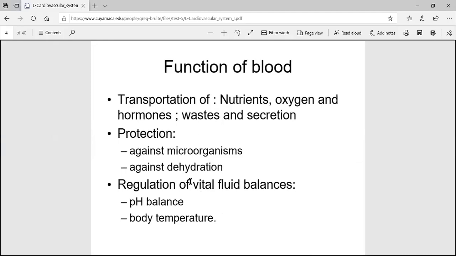So the function of the blood is, like I said, transport. It's also protection against microorganisms; you've got your white blood cells and your immune system components in there. Also, it keeps you from getting dehydrated. It regulates vital fluid balances, your pH balance in your tissues, and your body temperature.